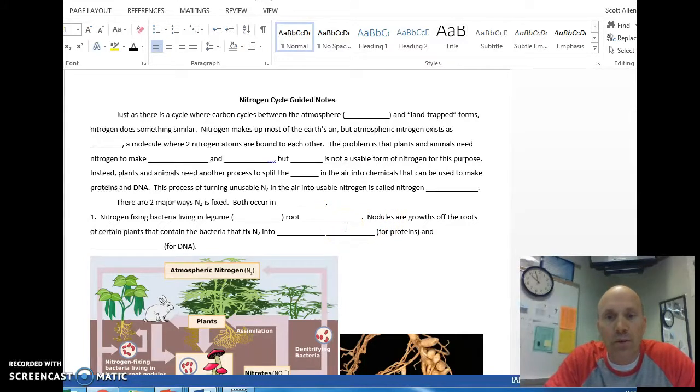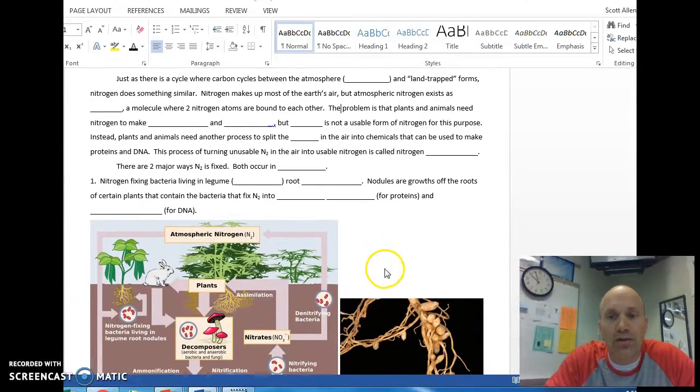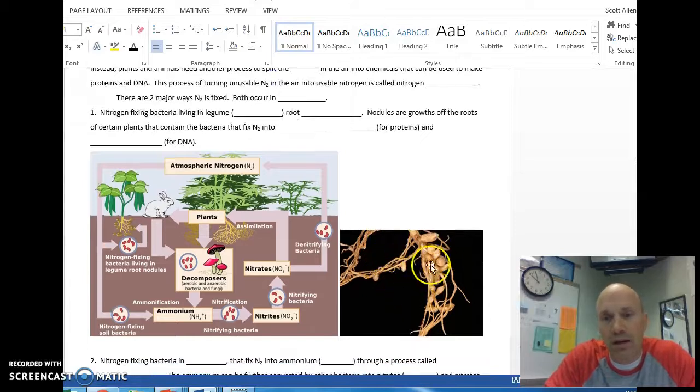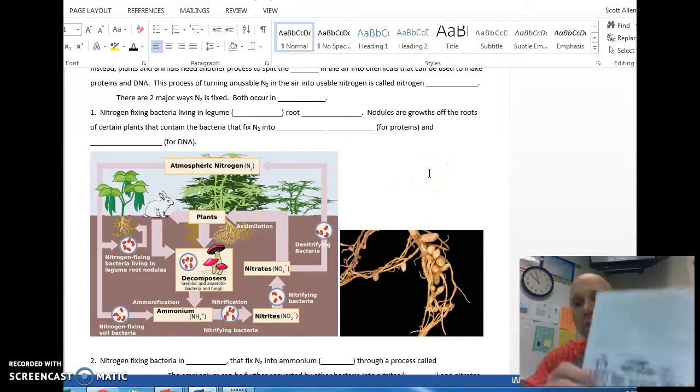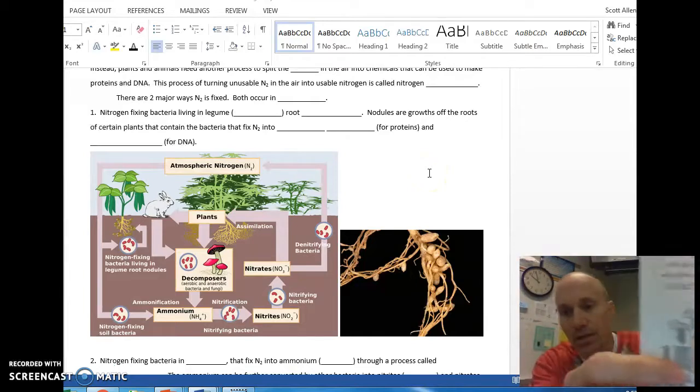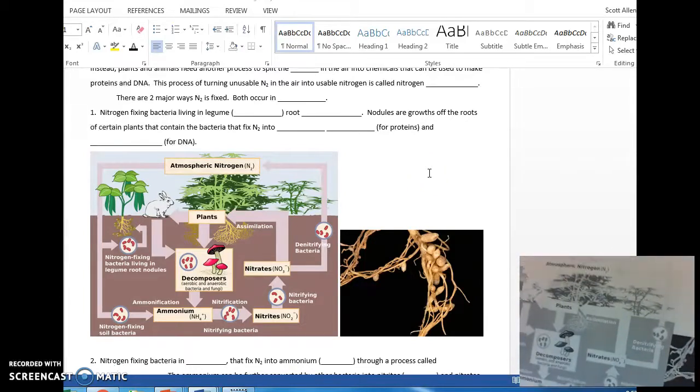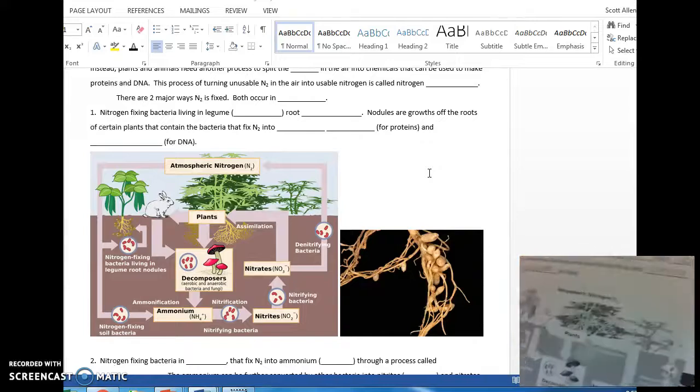So what's a nodule? All right. So right here I've got a little picture of some roots, and you can see these little essentially sacs that are growing off of the roots. All right. These are called nodules. All right. And a nodule is a sac that contains nitrogen fixing bacteria. All right. So if you want to write that in the margin, let me see if I can find it for you.